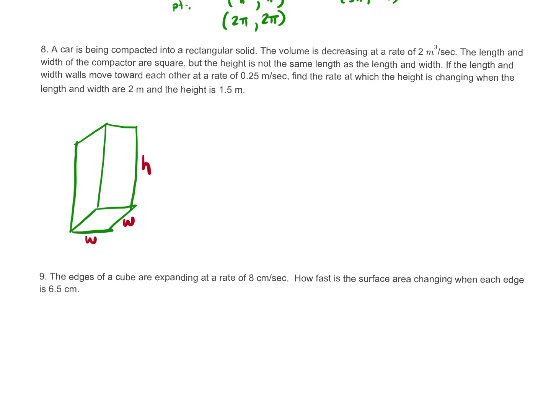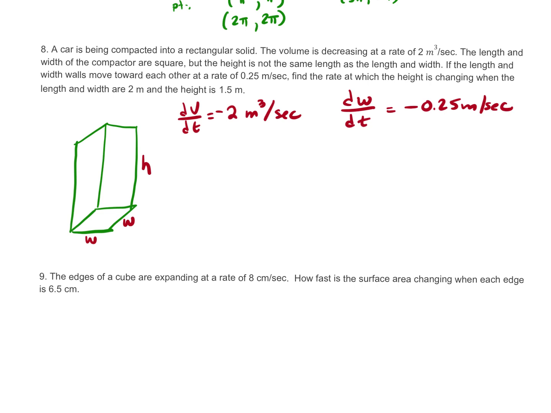Now, what it's telling us is a couple things. As it says, the volume is decreasing, so that's a rate. So the volume is decreasing, dV/dt, at a rate of 2 meters cubed per second. So that's going to be a negative. Obviously, it's going down. It says the length and the width are moving toward each other at a rate of 0.25 meters per second. So I'm going to call that dW/dt. That's going to be negative 0.25 meters per second because they're getting smaller. It's a compactor, so everything's getting smaller.